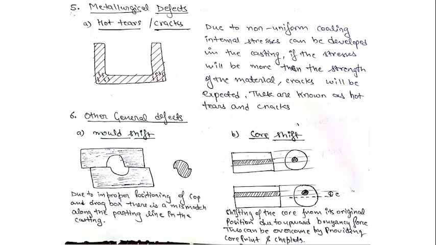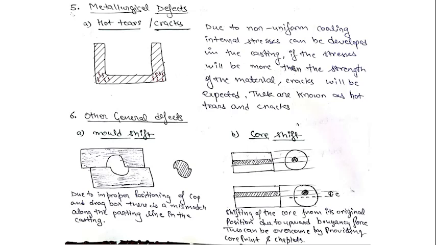Then metallurgical defects like hot tears or cracks. Due to non-uniform cooling, some internal stresses will be developed, and because of that, cracks will be formed. Those cracks are called hot tears.